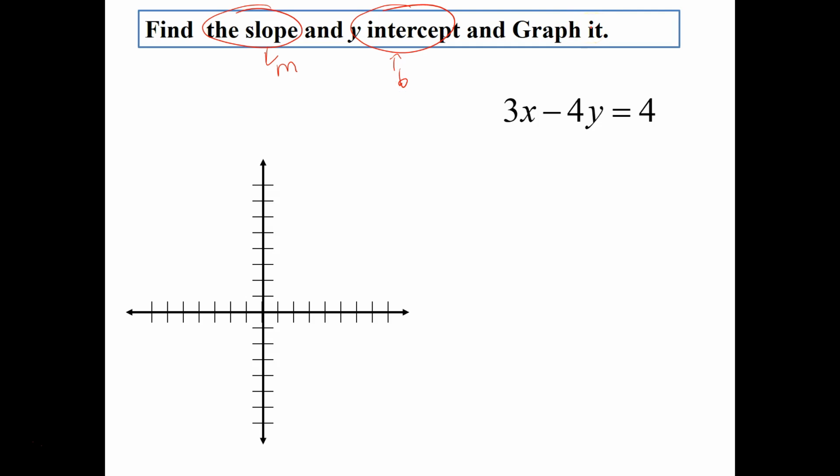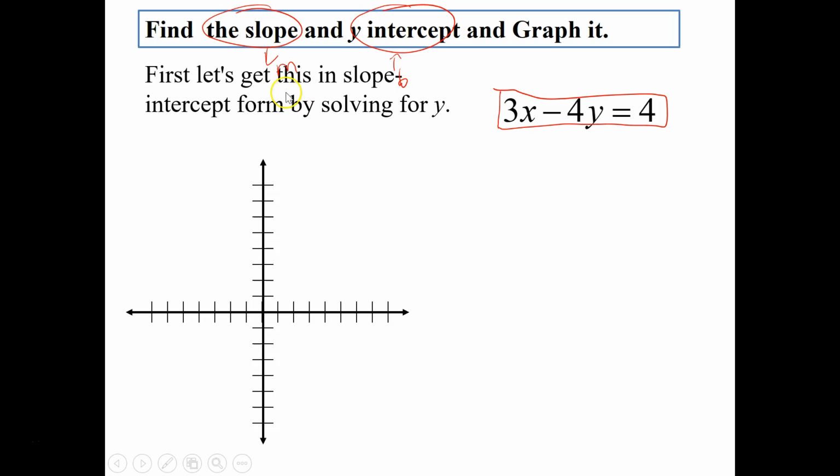You notice that the equation here is given in standard form: 3x minus 4y equals 4. That's the standard form of the linear equation. To find the slope and the y-intercept from standard form, you have to solve for y. Therefore, first let's get this into slope-intercept form by solving for y.